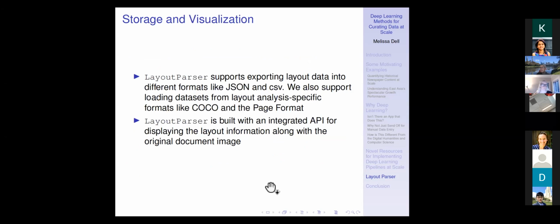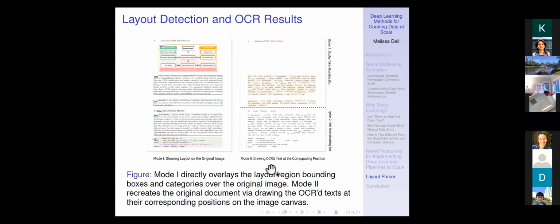It supports exporting layout data into different formats like JSON, which is probably the most flexible and common one to work with, or CSV. And it also supports loading data sets in layout specific formats. So if you already have annotations that you've created somewhere else, you can just load them into this tool. And it's built with an integrated API for displaying layout information along with the original document. And so this is what that looks like.